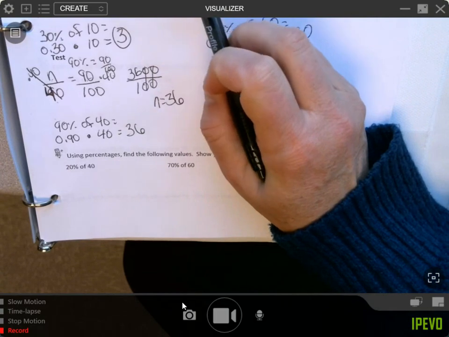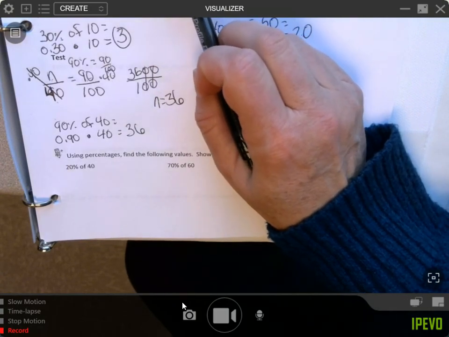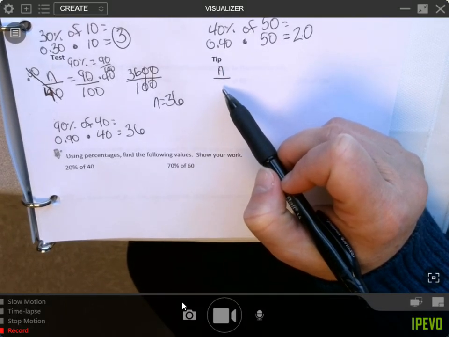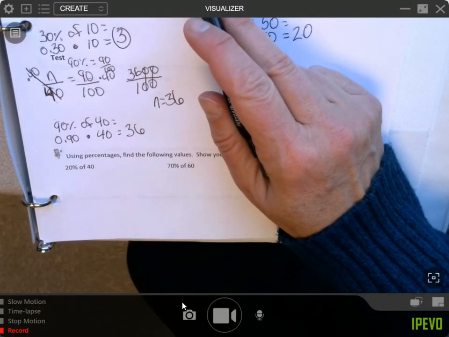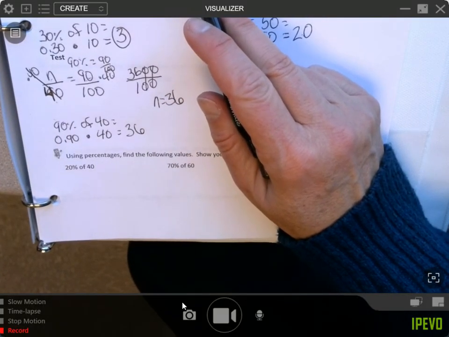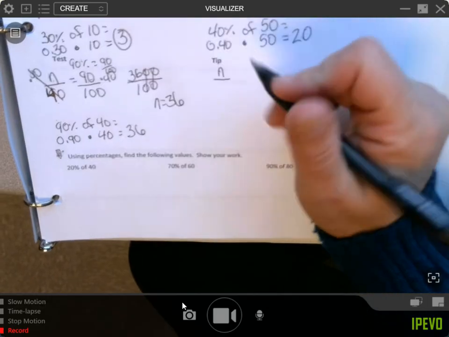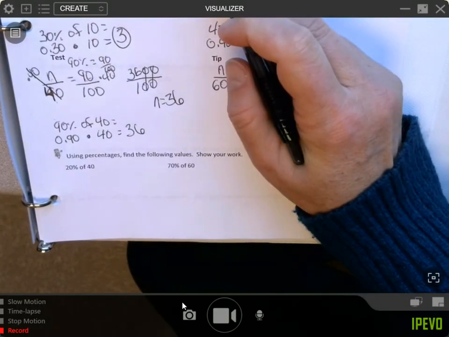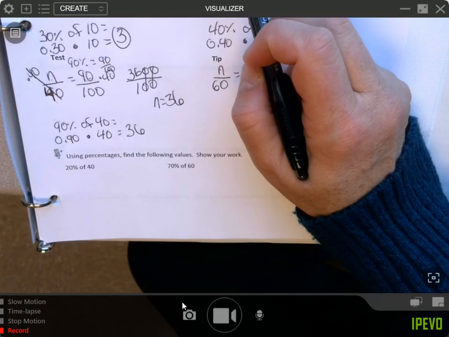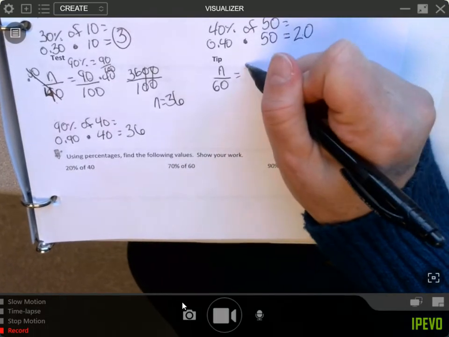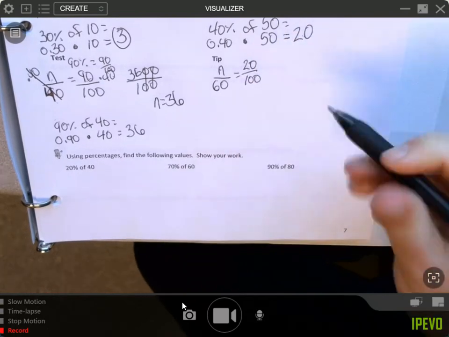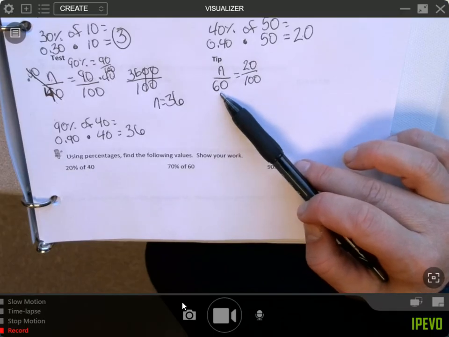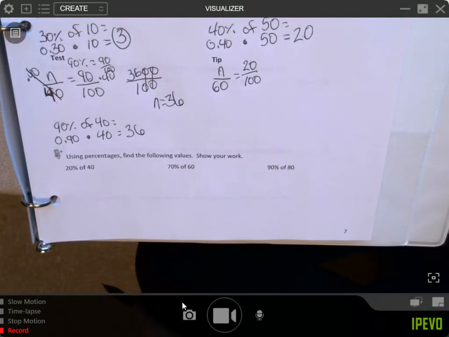So the tip was 20% tip out of $60. So how much money of the $60? So we don't want to do the 20%. We want to do the $60 because it's how much of that $60 did we tip. So we would want to put that 60 on the bottom, and that equals that 20%. So n over 60 equals that 20 over 100. So instead of putting the percent underneath, we put that whole number. So it was $60. What's my next step going to be?